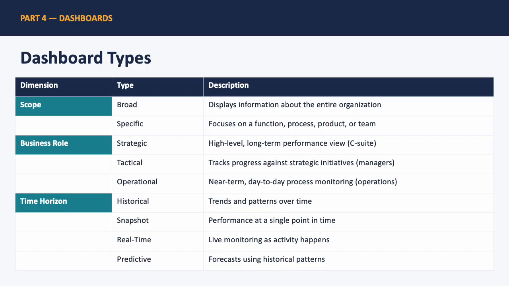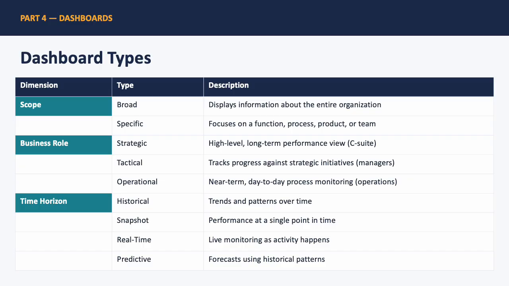Dashboards are not all the same. We classify them along 3 dimensions: scope, business role, and time horizon. In terms of scope, a dashboard can be broad. It can cover the entire organization, or specific, which focuses on a particular function, a department, product, or process.